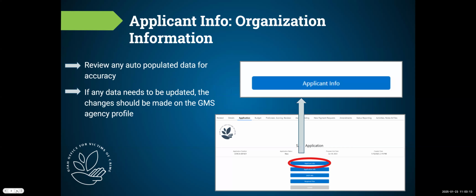First off, I'll provide an overview of the applicant information section of the application. After clicking into this section, the first few data fields are related to your organization's information. This information auto-populates from the agency profile. Please take some time to review the information here for accuracy to ensure any changes to your organization have been updated. As we start a new award cycle, it is essential to verify all applicant information is current. If any information needs to be changed, you may make those changes in GMS in the account information.